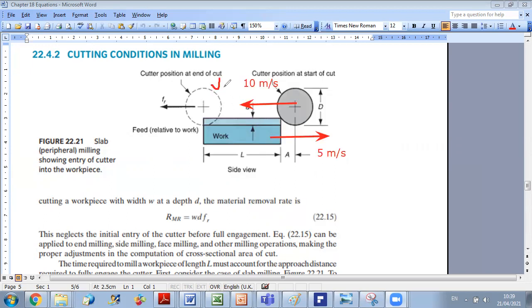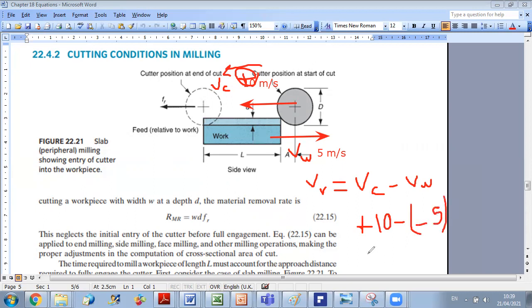Okay, it will be 15 because you have V of the cutter and V of the work. So V relative will be equal to V of the cutter minus V of the work. If we consider this is a positive direction, it will be plus 10 minus minus 5, so 10 plus 5 equals 15. So the relative velocity of motion will be 15 meters per second. In general, the removal rate will be given by WD times FR.